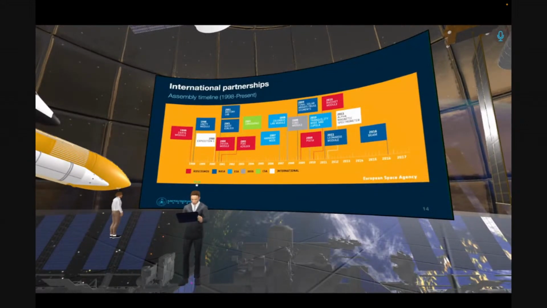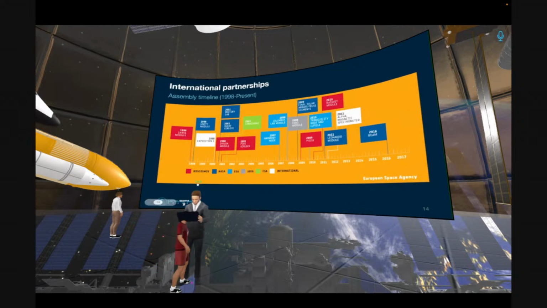So I'll rewind. This slide is showing the timeline of the space station being assembled from 1998 to present day. And you can see the great contributions from all 5 of the space agency partners and even international partners that are not part of the 5 space agencies that contributed.